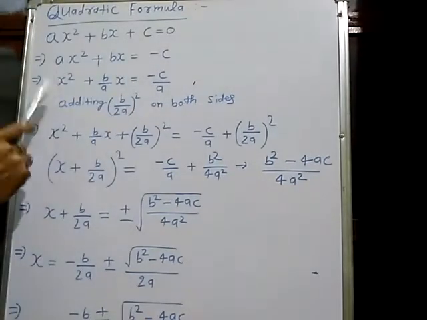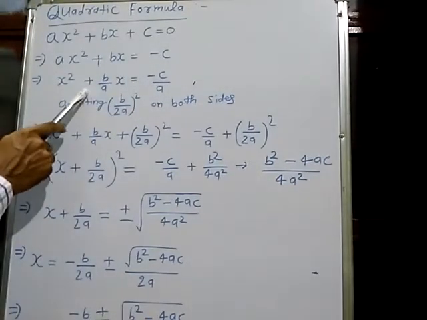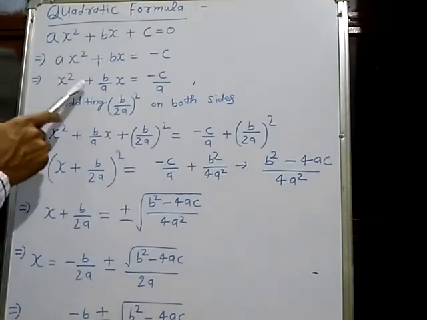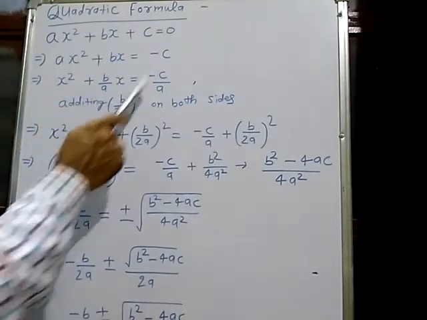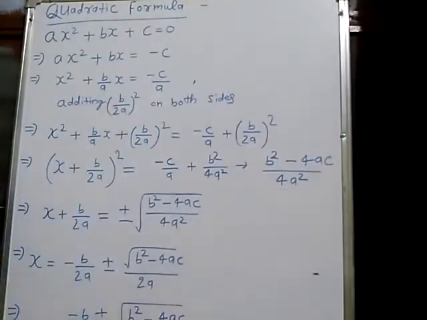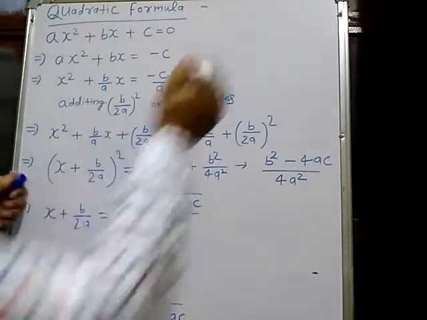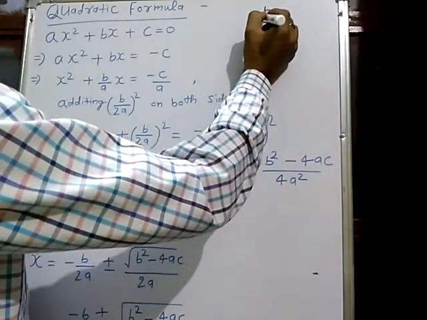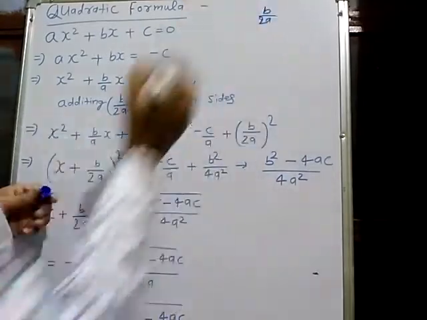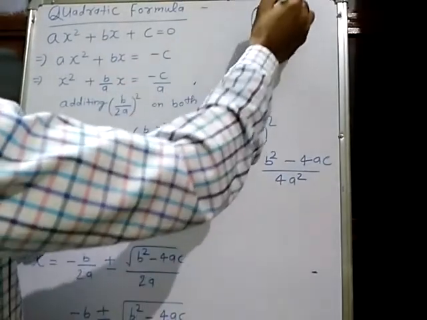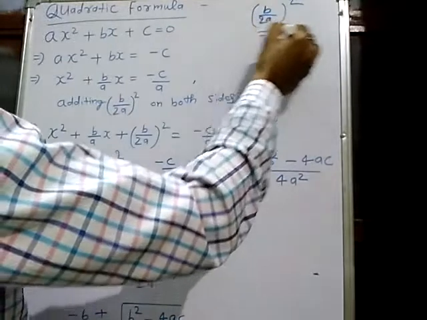तो a से अगर हम डिवाइड करें तो देखो क्या मिलेगा: x square plus b upon a into x is equal to minus c upon a, because a cancelled. मीन्स हमने both side a से डिवाइड कर दिया. Is it clear? After that take the coefficient of x. What is the coefficient of x? b upon a, and make its half. That is b upon 2a, and its whole square must be added on both sides.